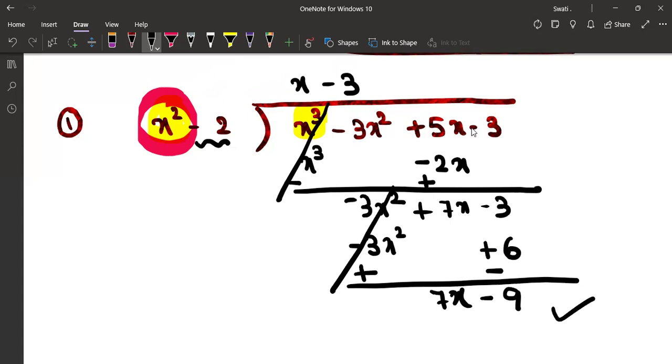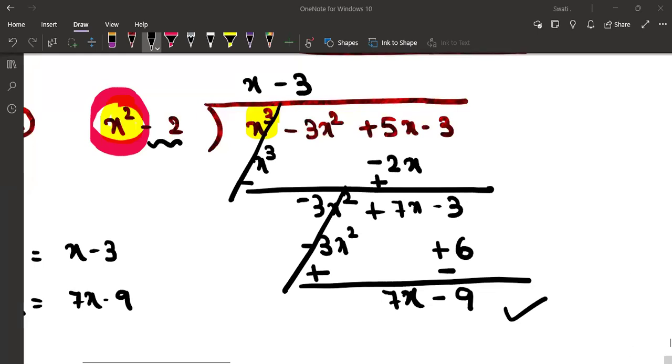So what is the answer? You can write down also. Therefore, quotient is x minus 3. And what is the remainder? Remainder is 7x minus 9. It is like a division only. It's just not a normal number, but it is a polynomial. Clear? Yes. Is this part very clear? Yes. Okay. Let's take some easy questions now, Manya. Okay.